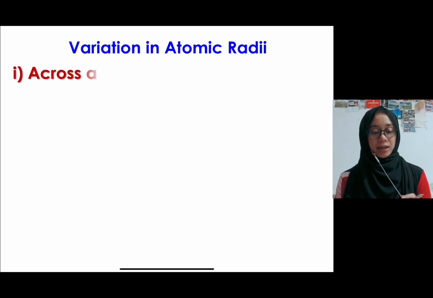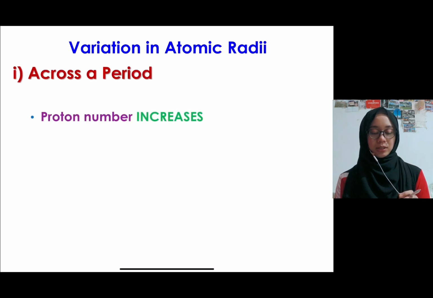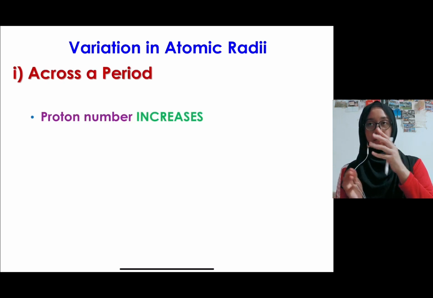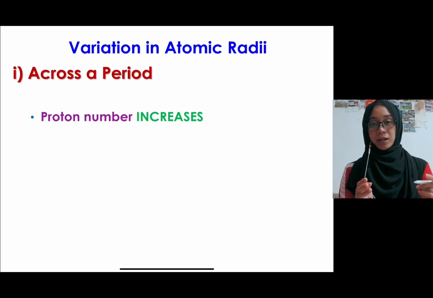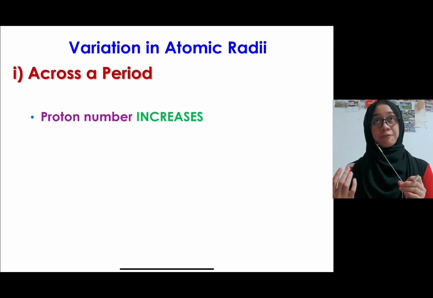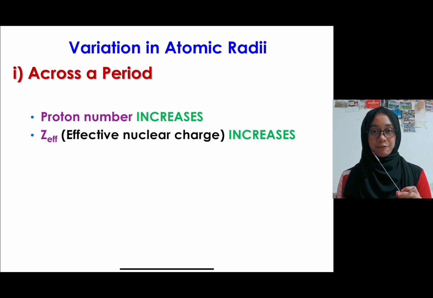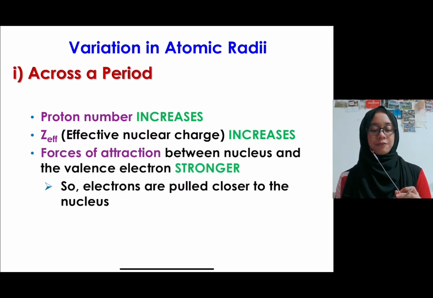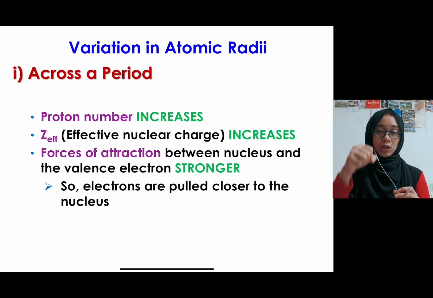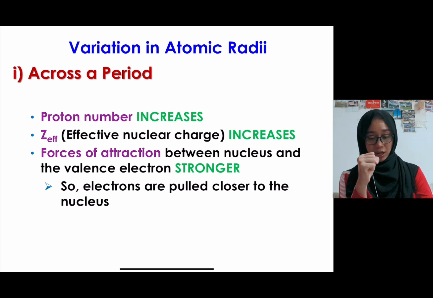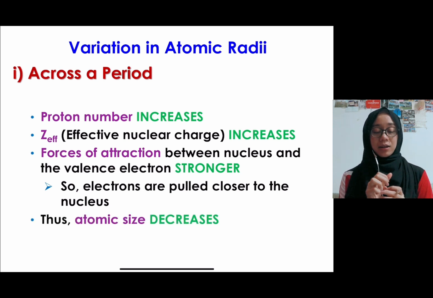So why? Okay, jadi proton number increases because after all, the elements in the periodic table, they are arranged in increasing order of proton number kan, daripada kiri ke kanan. So proton number increases, so the ZEF pun akan increase juga. So the forces of attraction between the nucleus yang kat tengah-tengah and the valence electron yang kat luar, dia akan jadi lagi kuat. Okay, so the electrons are pulled closer to the nucleus, thus the atomic size decreases.